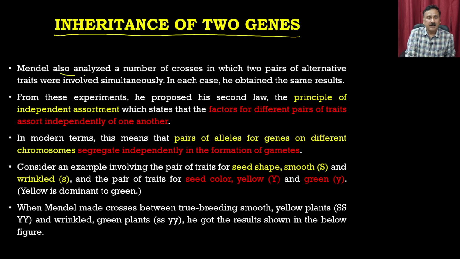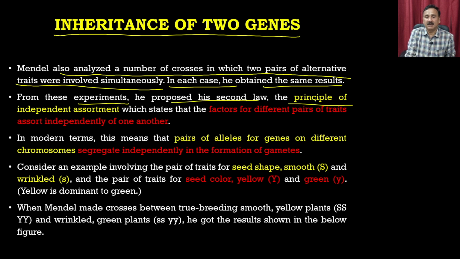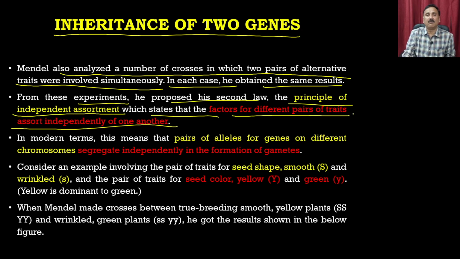Mendel analyzed a number of crosses in which two pairs of alternative traits were involved. In each case, he obtained the same result. From these experiments, he proposed his second law, the principle of independent assortment, which states that the factors for different pairs of traits assort independently of one another.